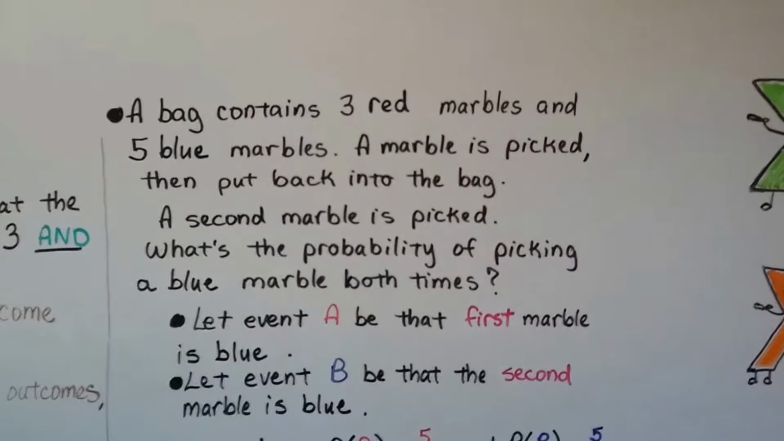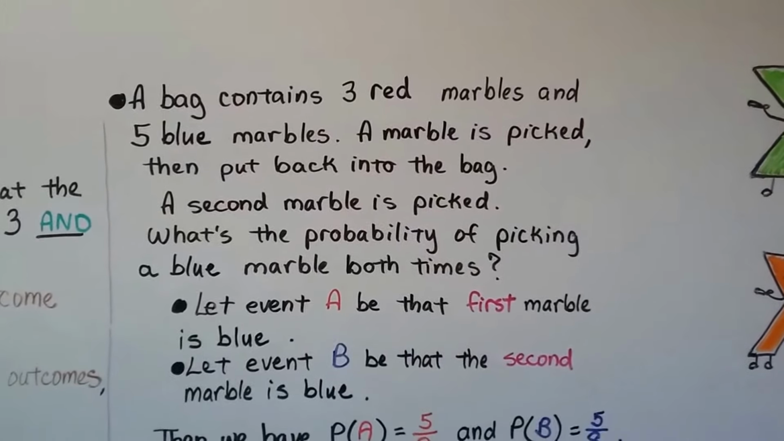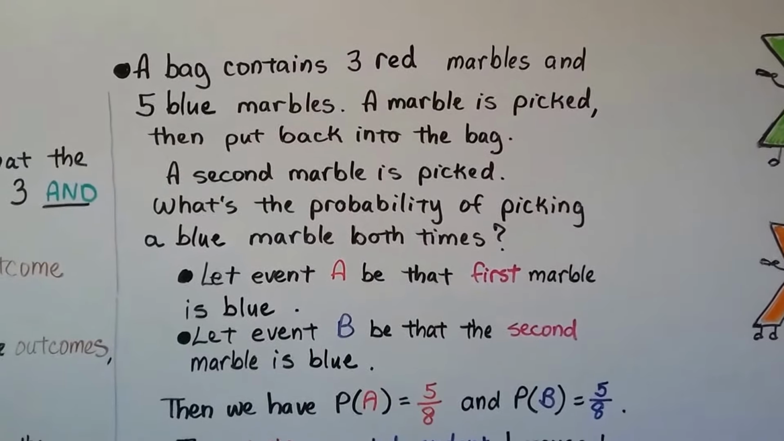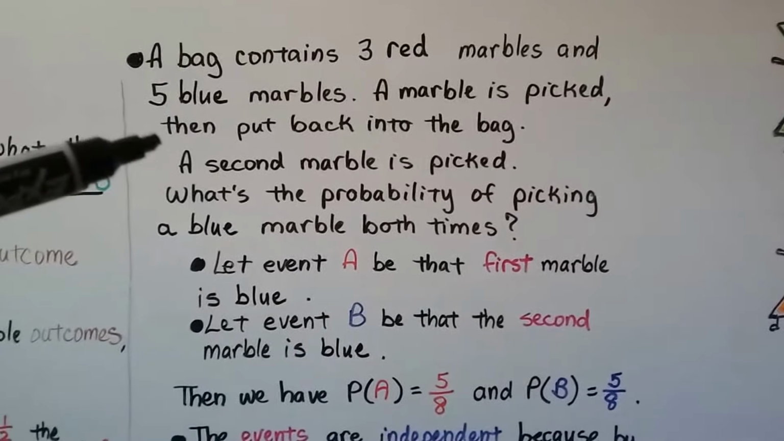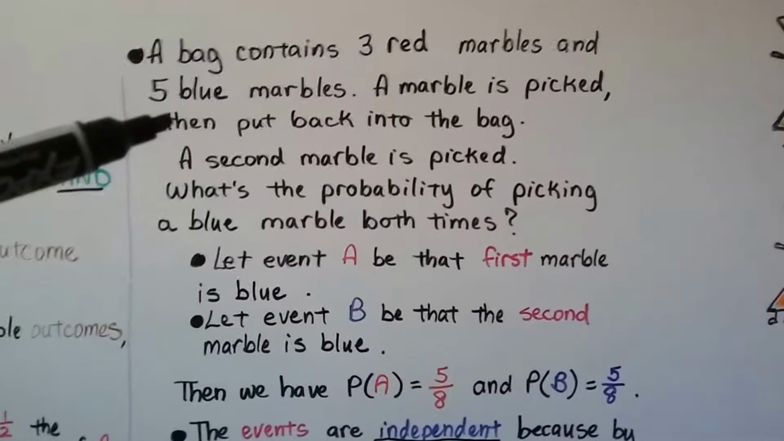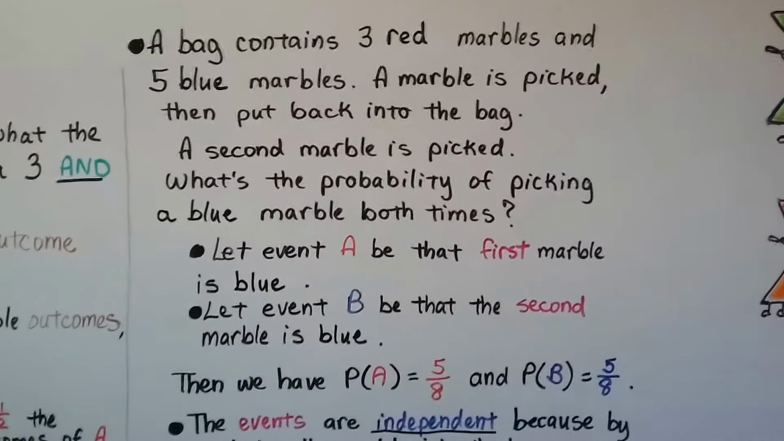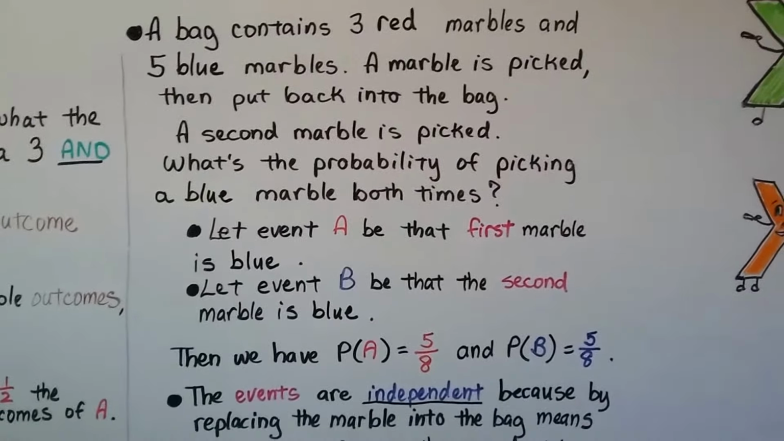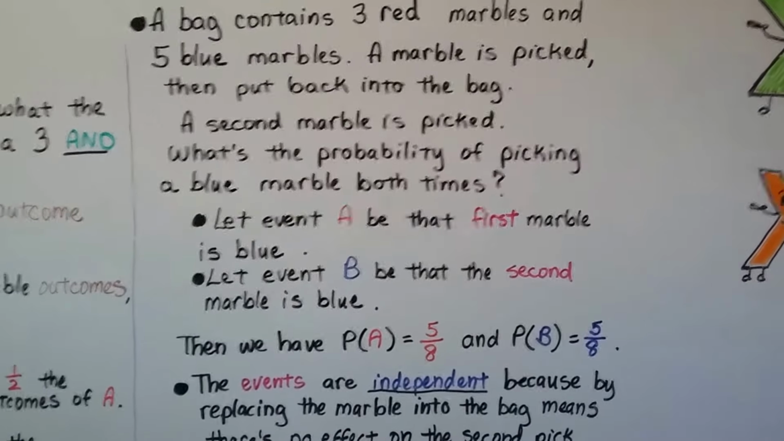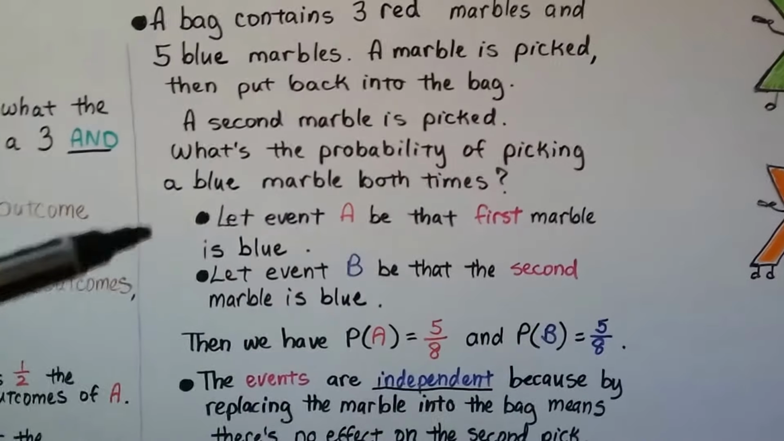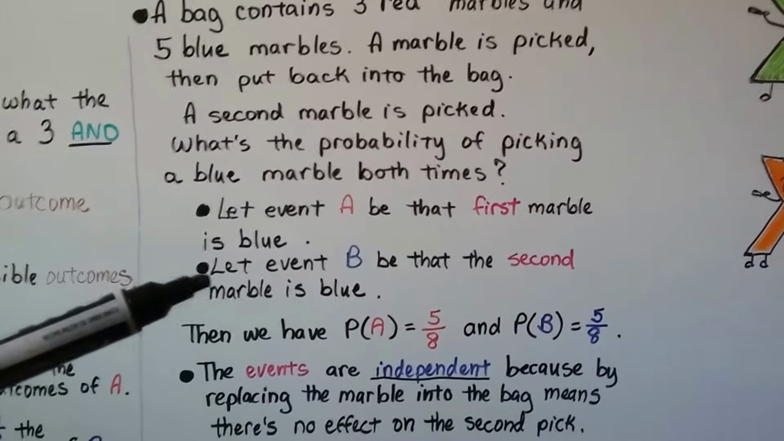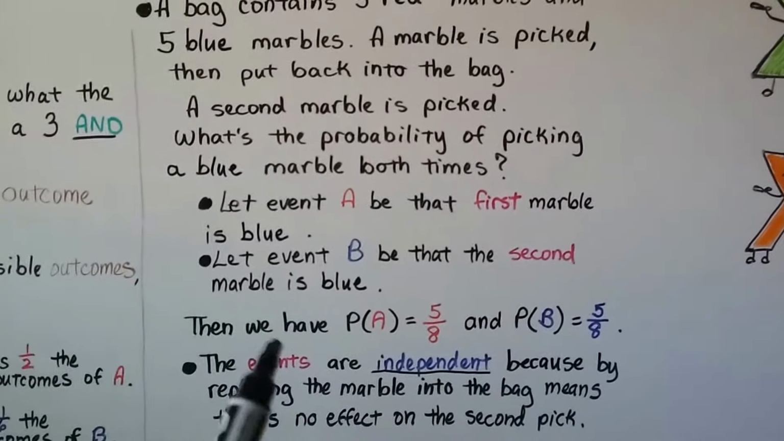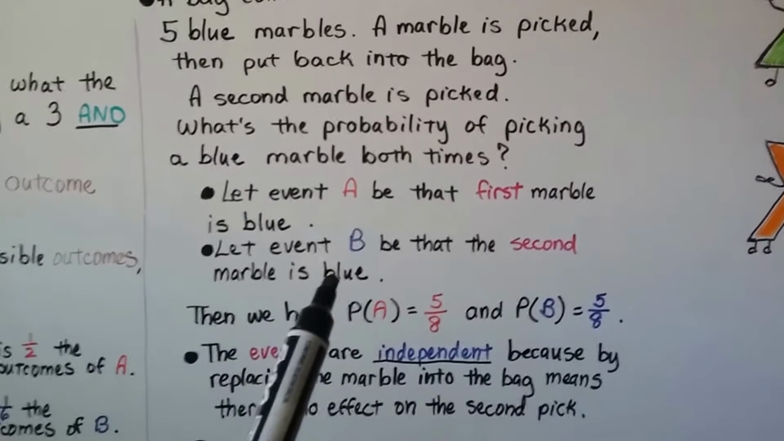Let's try it with marbles. A bag contains 3 red marbles and 5 blue marbles. A marble is picked, then put back into the bag. So that's very important that it's put back into the bag after it's picked. A second marble is picked. What's the probability of picking a blue marble both times? So we're going to let event A be that the first marble is blue. And we're going to let event B be that the second marble is also blue.